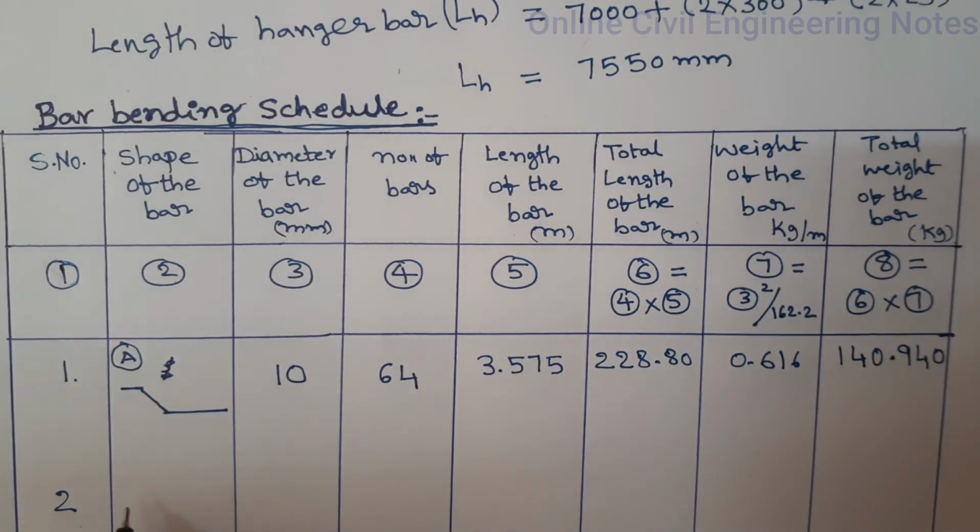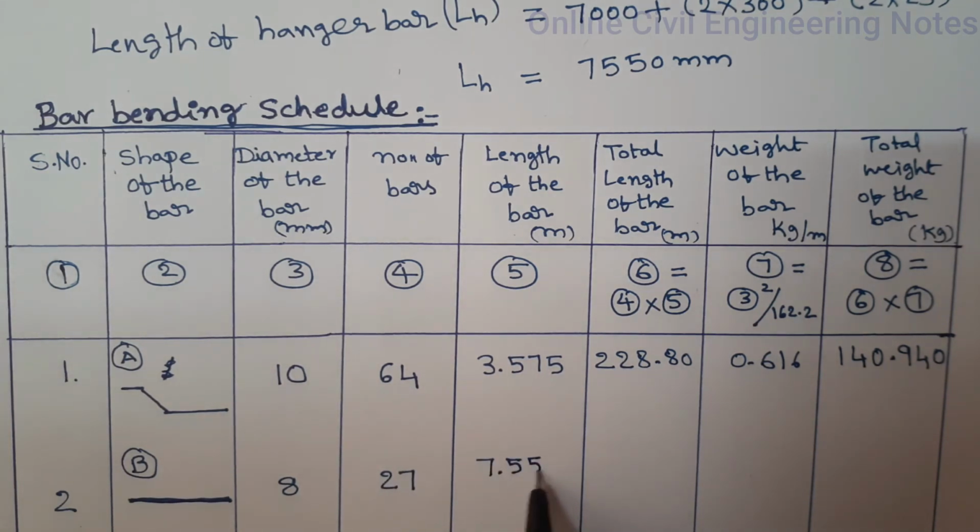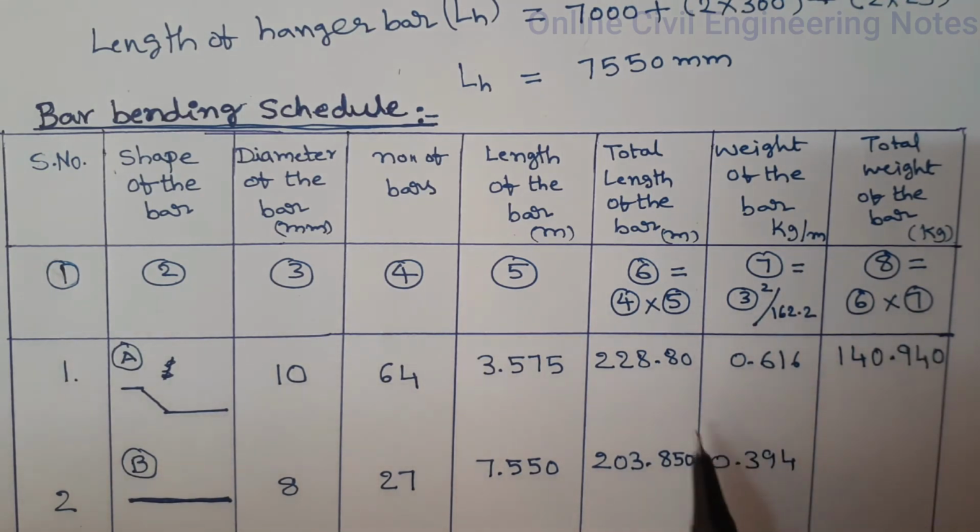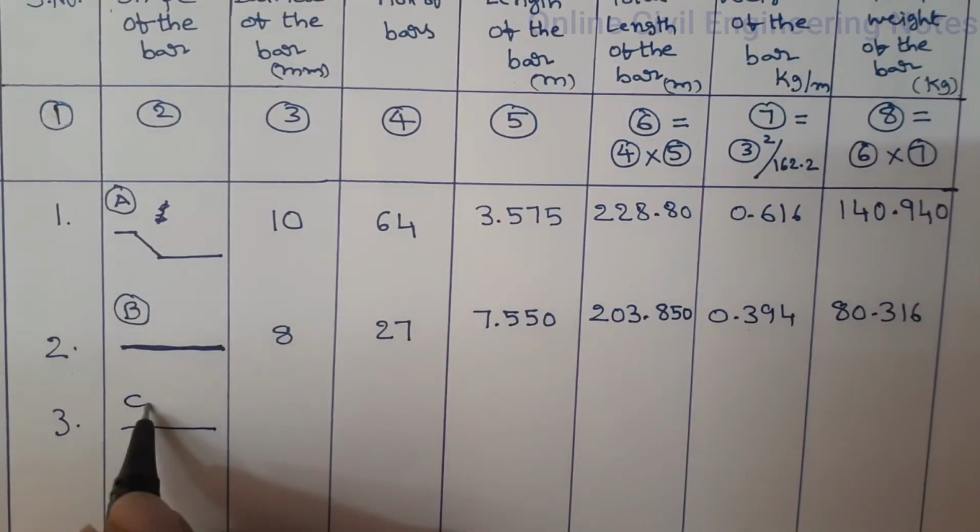Number 2. Next bar is distribution bar, which is having a shape of straight one. The designation is B. Diameter of the distribution bar is 8. Number of bars 27. Length of the bar is 7.550. Total length 203.850. And weight of the bar is 8 square by 162.2, 0.394. Total weight is equal to this one into this one, 80.316 kg.